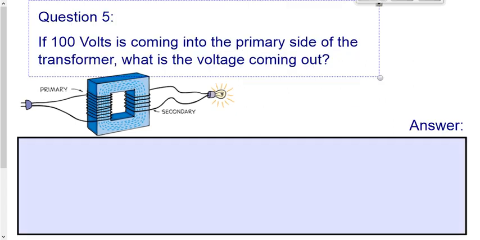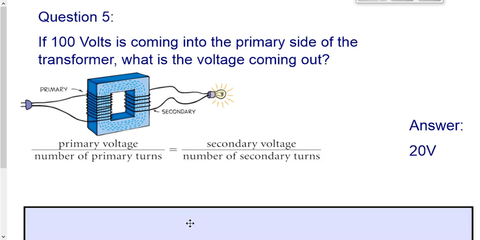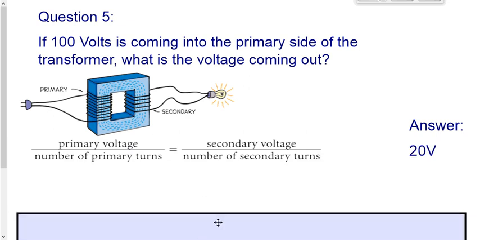So question 5. If 100 volts is coming into the primary side of this transformer, what is the voltage coming out? So let's go ahead and count the number of loops. 1, 2, 3, 4, 5, 6, 7, 8, 9, 10 coming in for the primary side, and 1, 2, 3, 4, 5 coming out. So what is the voltage coming out? We have 20 volts coming out.